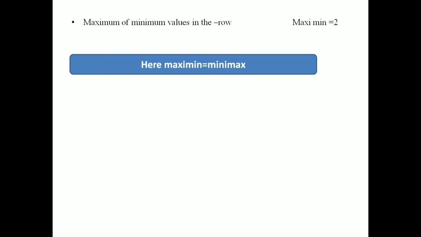Let us see the maximum of the minimum values in the rows. In case of rows, you have taken the minimum values. Among the minimum values, take the maximum value, that is 2. And in case of columns, you take the maximum values in the columns you have selected. From the maximum values, you are selecting the minimum value. This is called the minimax, that is 2. That is why we can say that maximin is equal to minimax.